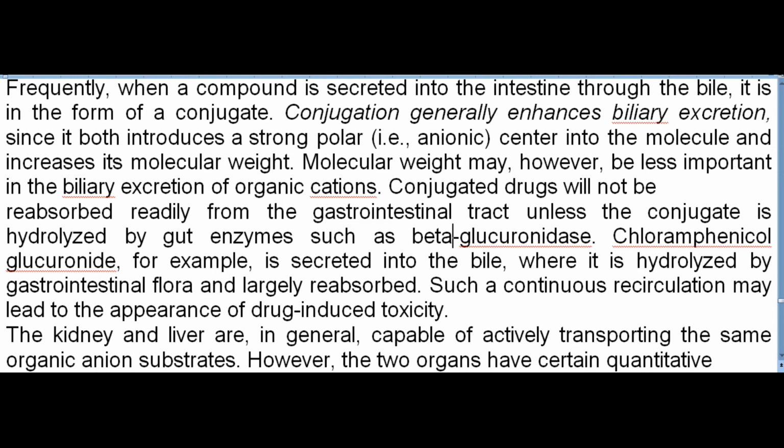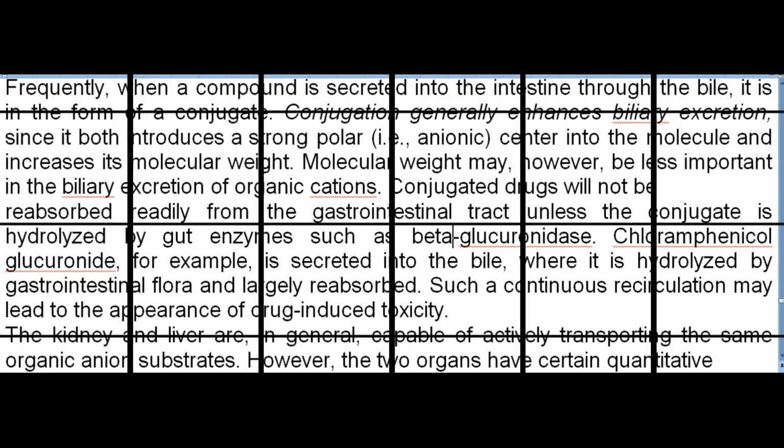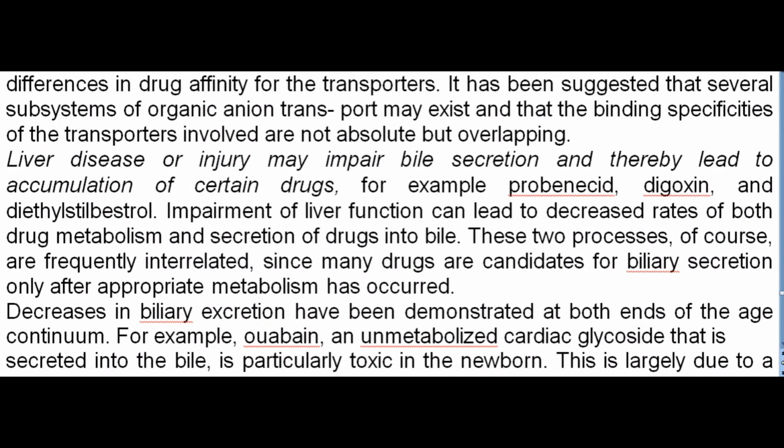The kidney and liver are, in general, capable of actively transporting the same organic anion substrates. However, the two organs have certain quantitative differences in drug affinity for the transporters. It has been suggested that several subsystems of organic anion transport may exist and that the binding specificities of the transporters involved are not absolute but overlapping.